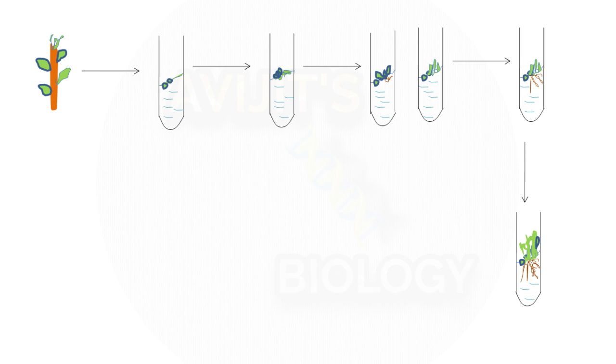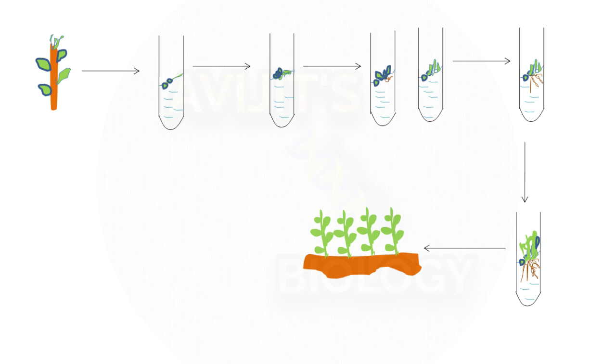Until this stage, the plantlets have been grown in ideal conditions designed to encourage rapid growth. And finally, after root and shoot formation in the final stage, the plantlets are removed from the plant media and transferred to soil or potting compost for continued growth by conventional methods.